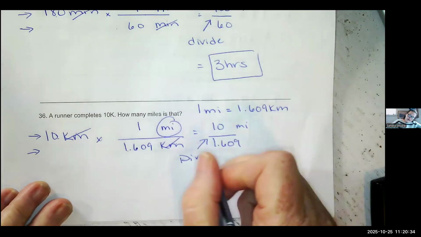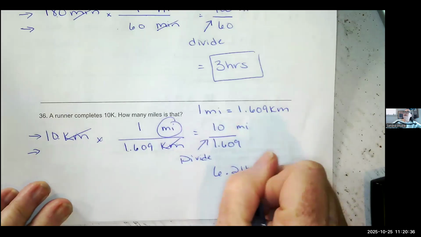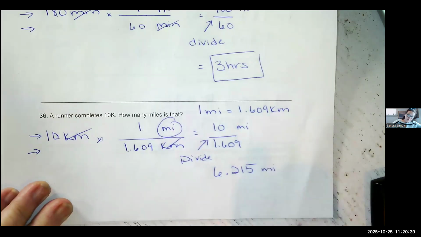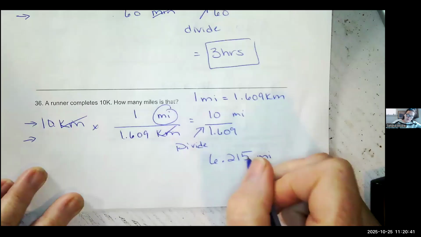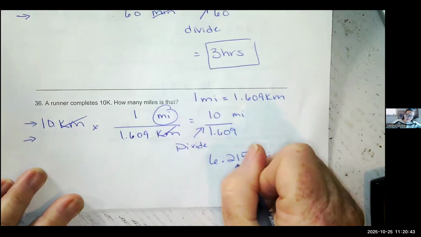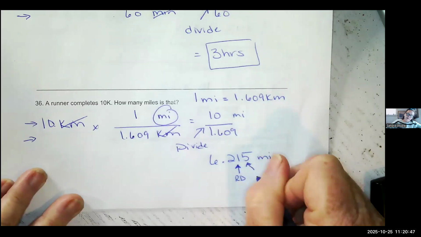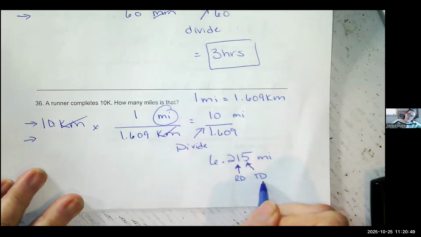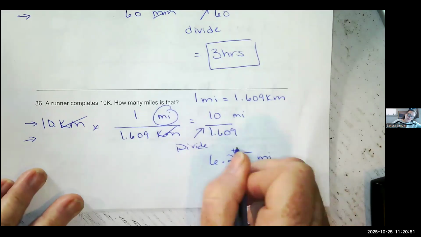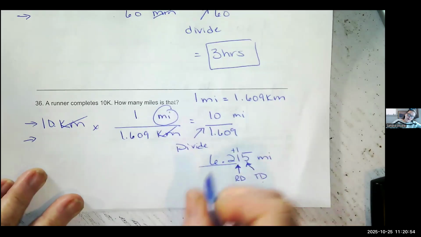It keeps going, but I'm going to stop there because we had talked about only using 2 digits after. So that's my rounding digit, the 1 is, and the 5 is my test digit. Remember, if the test digit is 5 or greater, you add 1 to your rounding digit. So this is 6.22 miles. Do not forget your unit.